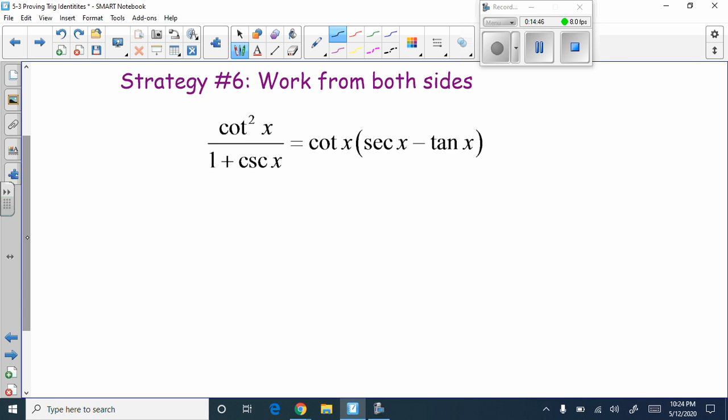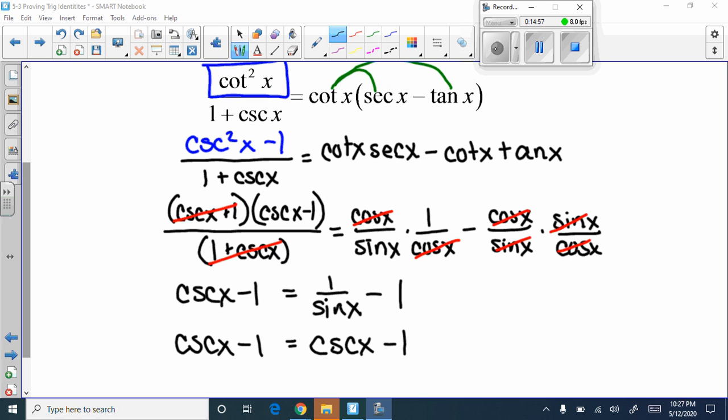So looking at this example, what I want you to try and do here is go ahead and pause the video and see if you can simplify any of this out.